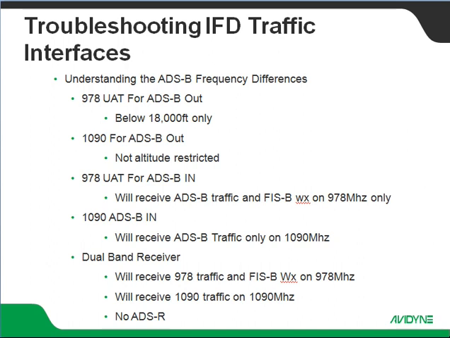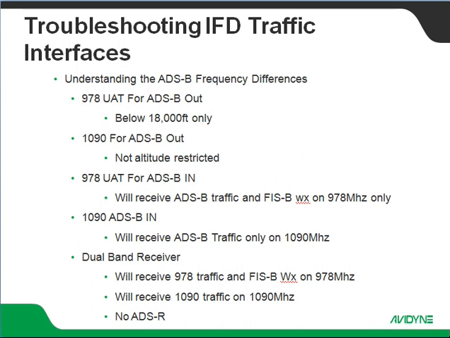It's also really important to understand, even with a single box solution, what the different frequencies are and where and how they apply. Right? So if we're looking at ADSB out and we're talking 978 or UAT frequency, that's the one that they specified for aircraft below 18,000 feet. For 1090 ADSB out, there is no altitude restriction.